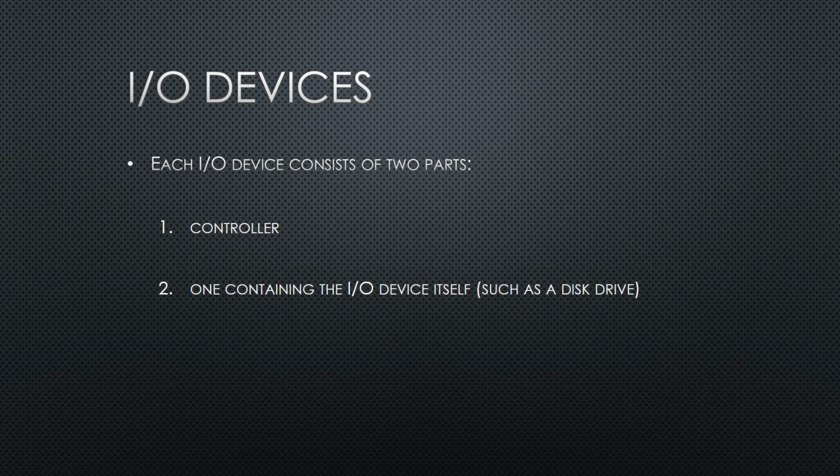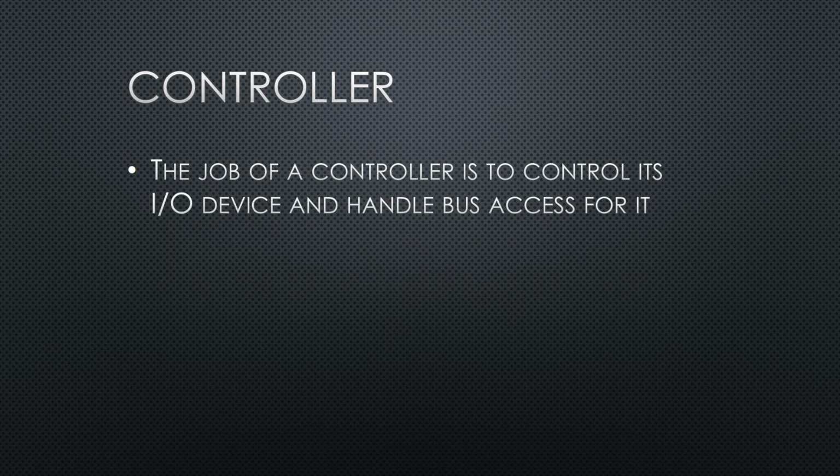Okay. Now, it consists of two parts. The output device consists of two parts: the controller, which is the electronics portion of it, and then the device itself. Let's take a hard disk drive for instance. The job of the controller is actually to control the device and then handle the bus access. That is the job of the controller, and that's actually it.